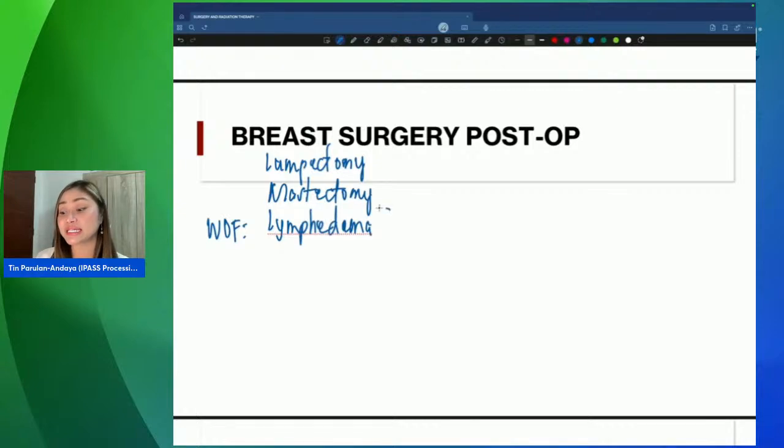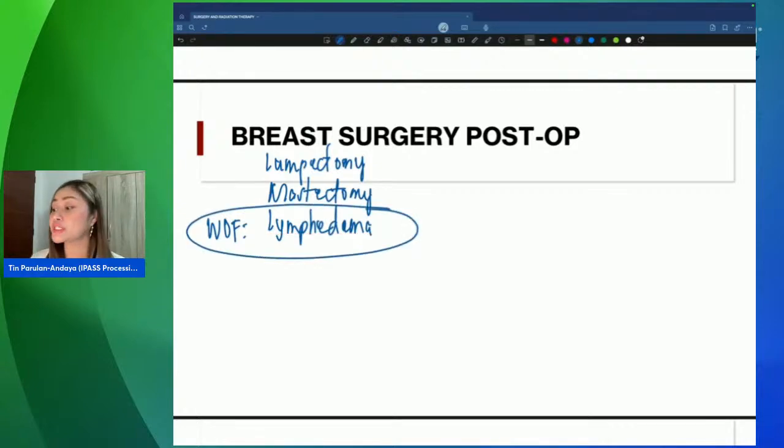Okay, because this is the complication that we are going to watch out for. So we will be expecting that NCLEX will test your skill and your knowledge about this one. So how do we prevent lymphedema? Number one, it's very important to instruct the patient, or the registered nurse assigned, for example, when you're supervising a new RN.